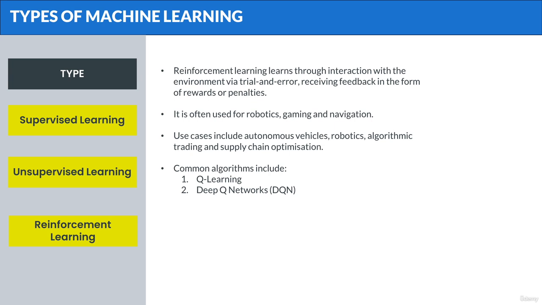Finally, reinforcement learning learns through interaction with the environment via trial and error, receiving feedback in the form of rewards or penalties. It's often used for robotics, gaming, and navigation, and common use cases include autonomous vehicles, robotics, algorithmic trading, and supply chain optimization, with some common algorithms including Q-learning and deep Q networks, or DQN for short.